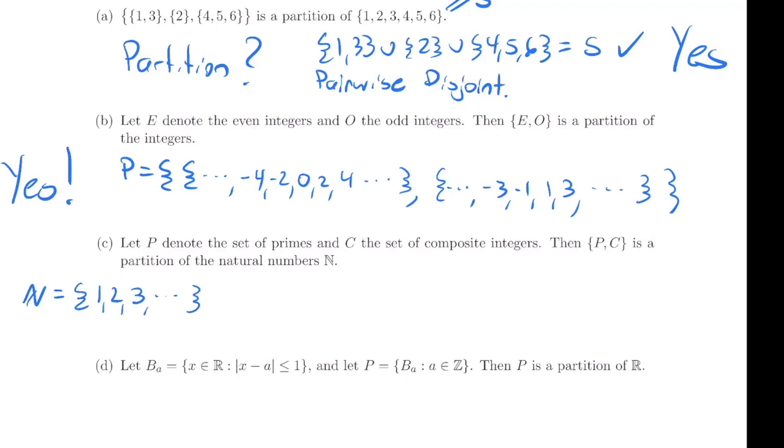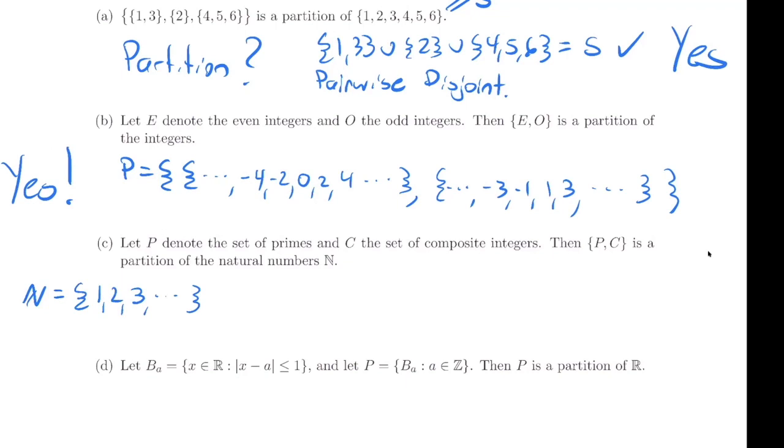Either way, things are pretty divided here. So this is actually not a partition, and the reason why might get into the nitty-gritty of what it means to be prime versus composite. For someone that said no, or maybe I'm not certain, why would this not form a partition of the natural numbers? Because 1 isn't prime. Good, that's right.